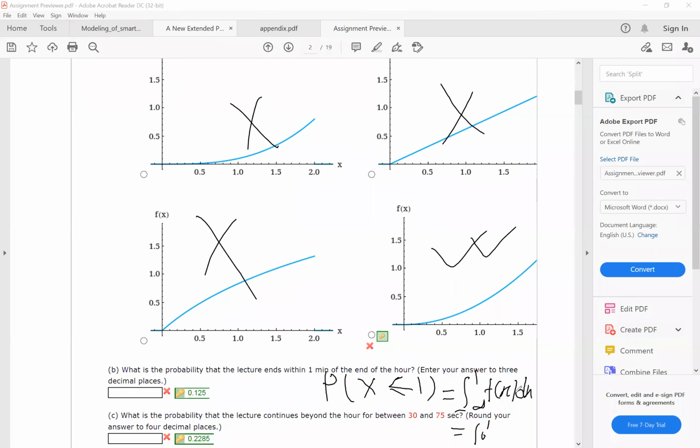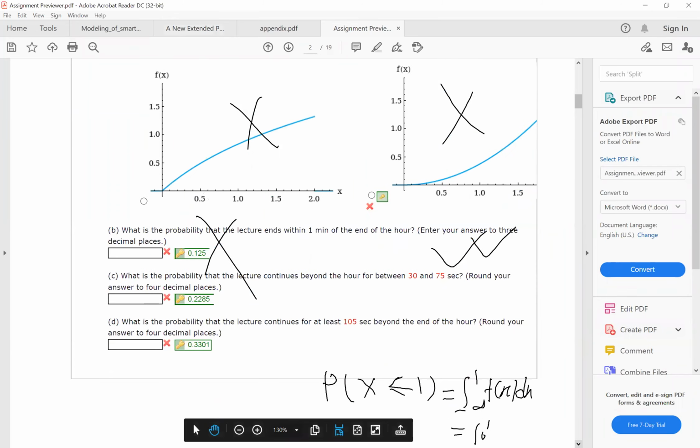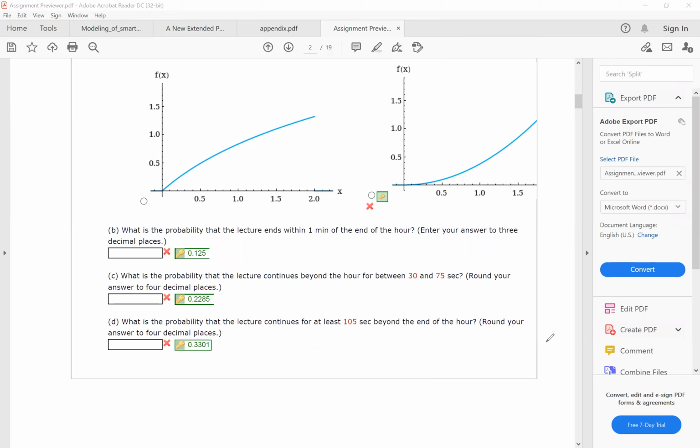f(x) is 0.375 x squared. So it will be the integral from 0 to 1 of 0.375 x squared dx. Now we need to integrate this one, plug in the values of x, and simplify. Then you will find 0.125.